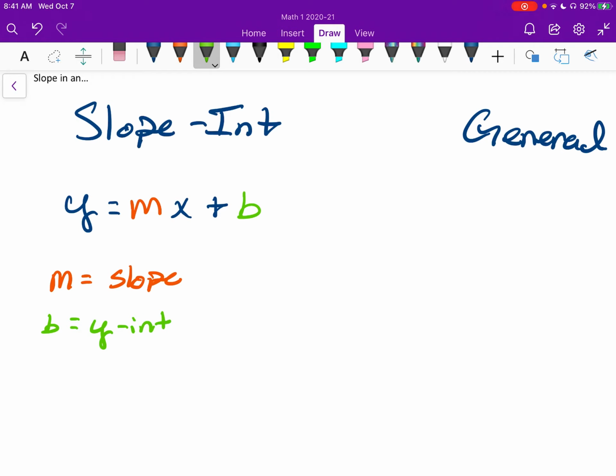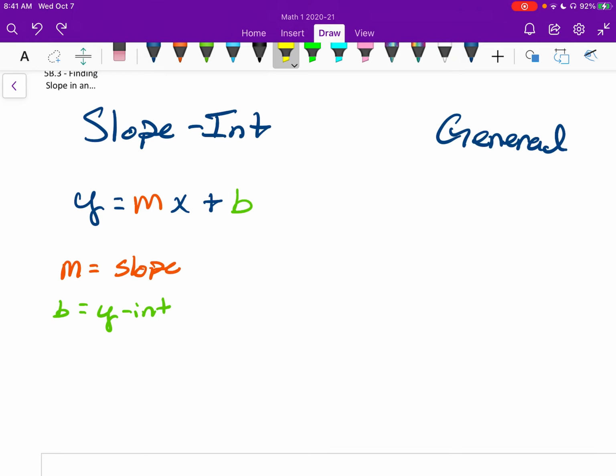So we can kind of see that if the equation is in this form, then really quickly we can say, well, right there is the slope. Right here is the slope. The coefficient of the x, the linear term, there's the slope. So that's slope-intercept form. That's the one that I would normally use.